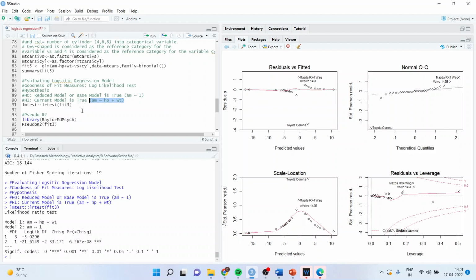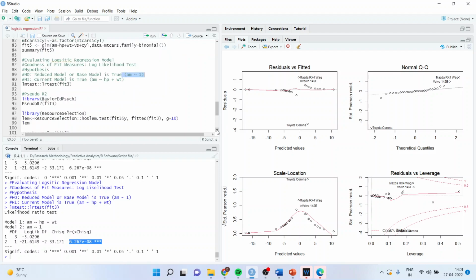I am running the test as lmtest, lrtest fit3. I'll run it. Here the desirable thing is that your p-value should be less than 0.05 so that we can reject the null hypothesis, because in the null hypothesis we don't have any model. It is in the alternative hypothesis that we have the model, and the desirable outcome is that we reject the null. Here the p-value is less than 0.05 because there are 3 stars, and therefore we will definitely say that it's a good model.